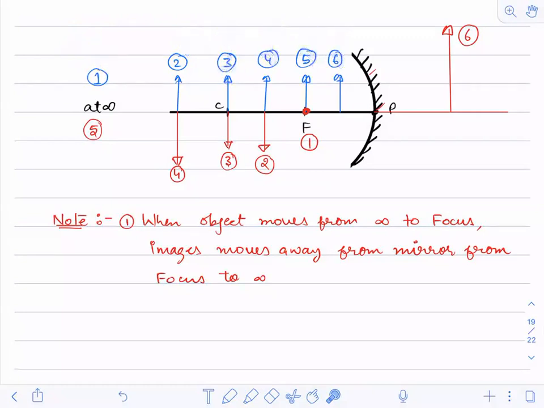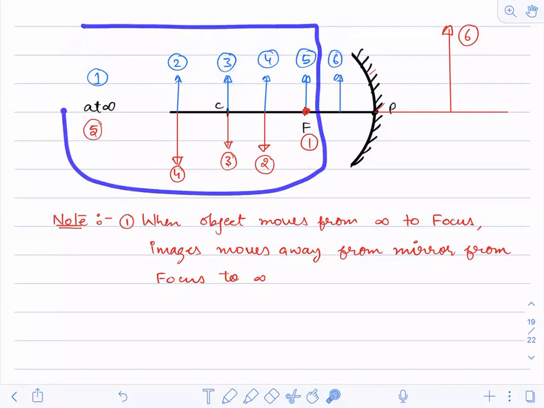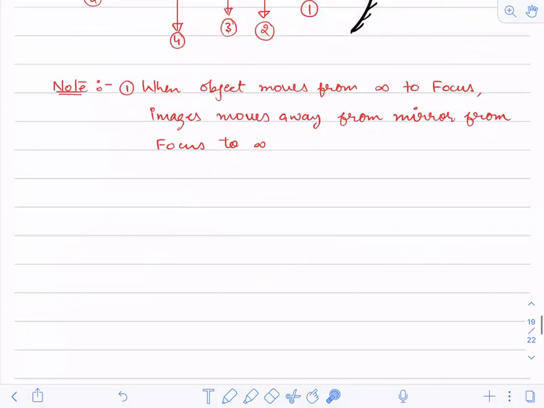So the sixth case, I'm keeping it separate. For now, I'm just trying to explain the tricks for the 1 to 5 cases. 1 and 2 will be highly diminished and diminished, 3 will be of equal size, fourth will be enlarged, fifth one will be highly enlarged.